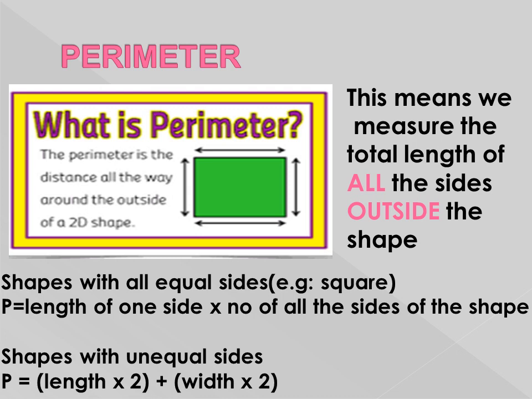The perimeter of a square will be the length of one of the sides multiplied by the number of sides of the shape. A square has 4 sides, right? Okay, if I asked you a question, a square has 4 sides and one of the sides is 4 centimeters. What is the perimeter of the square? What would you say?